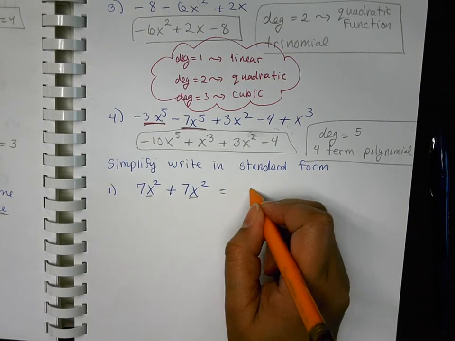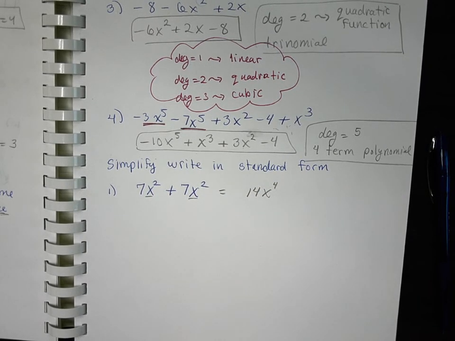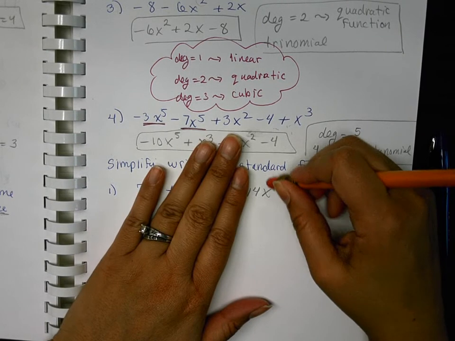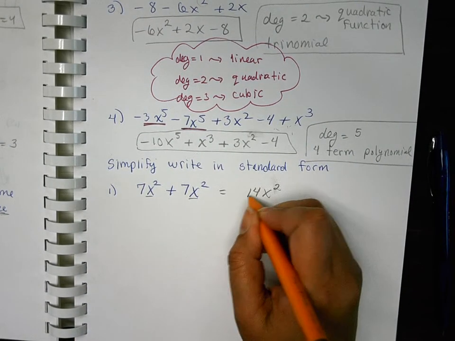14x. Most common wrong answer I get on the test is that. And it most likely would have that as a distractor, and a lot of kids write that. Is that right? No. I only add exponents when I'm multiplying. Am I multiplying here? No. So x squared stays x squared.